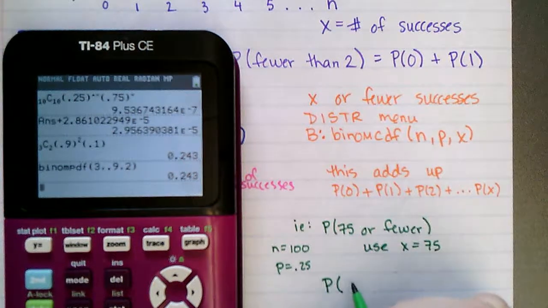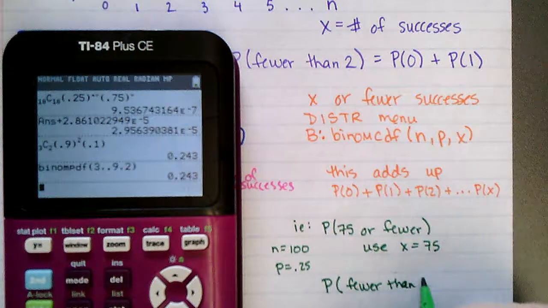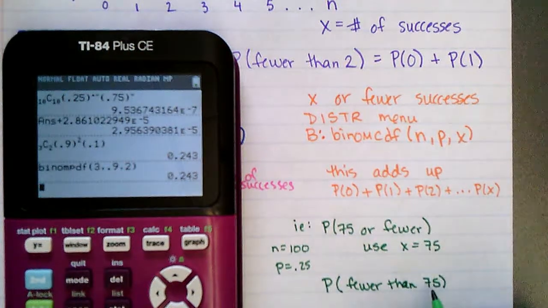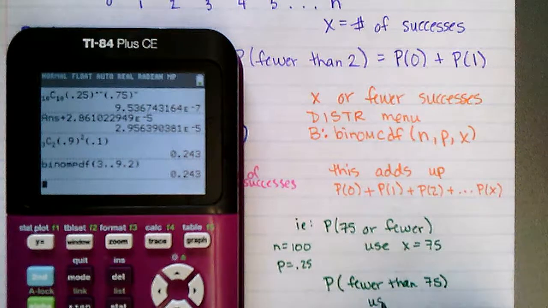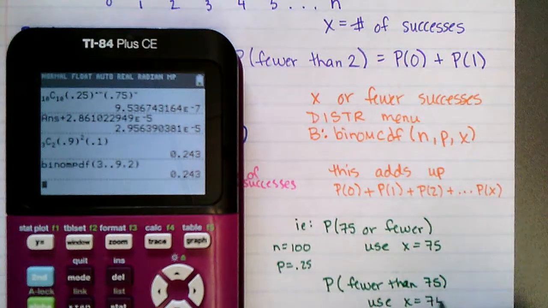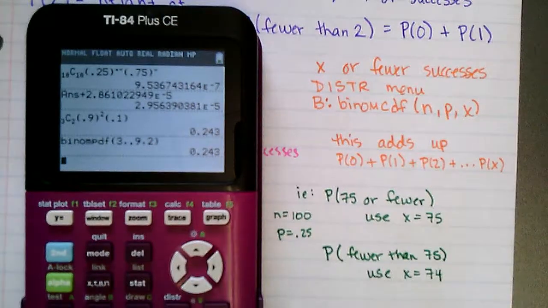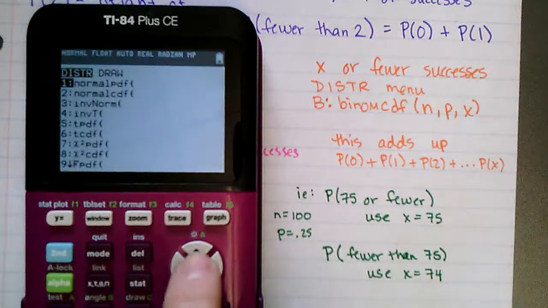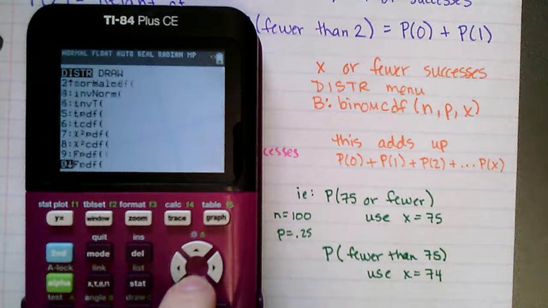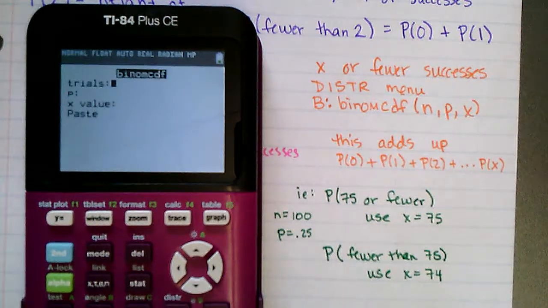But if I want the probability of fewer than 75, then I don't want to include 75, so I would use X equals 74. So let me show you what that looks like on the calculator. Go to the DISTR menu. You have to scroll all the way down to B.